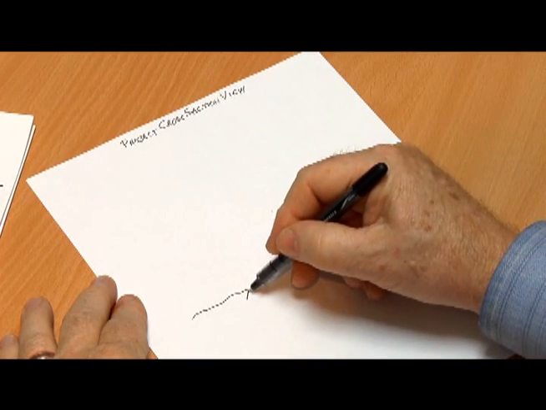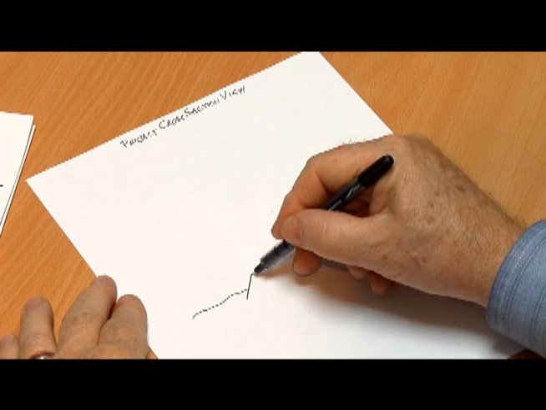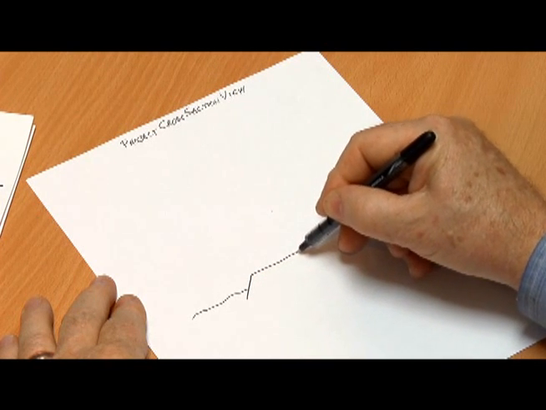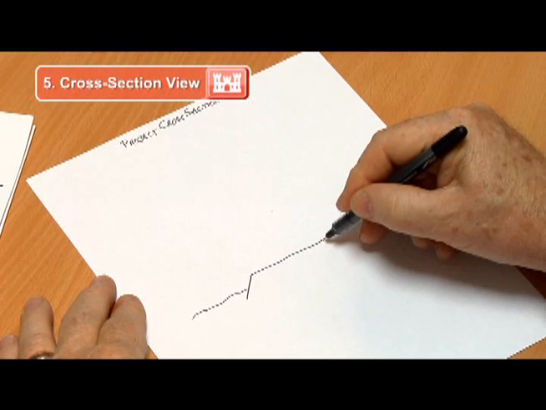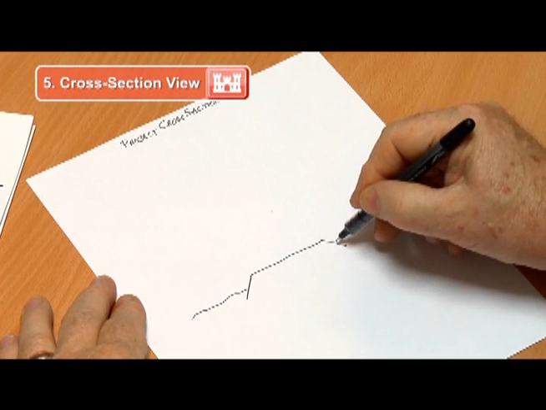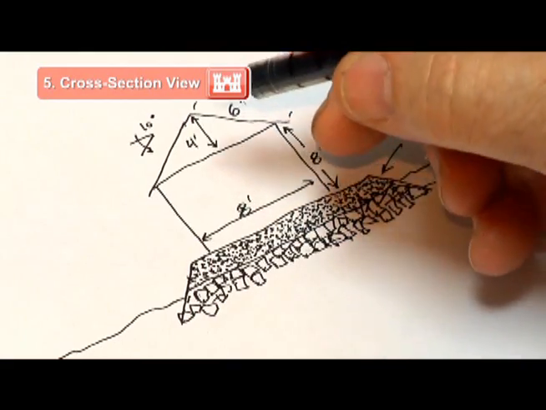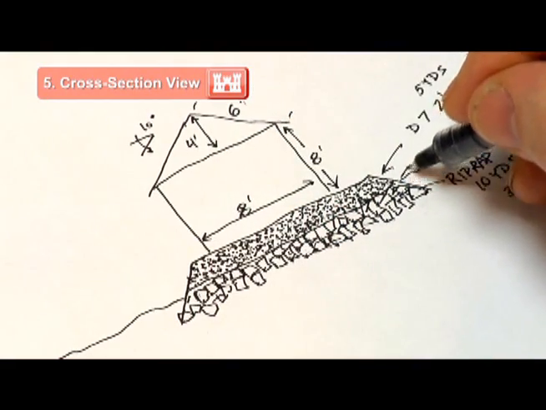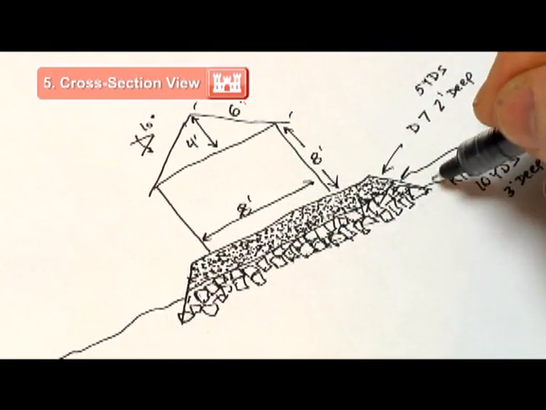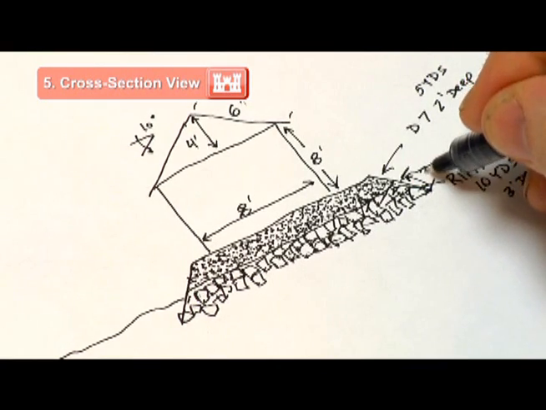The fifth and last item needed for a complete permit application is the project cross-section view. This will be a sketch of the proposed project if viewed from the side. Much like the plan view, the cross-section view should include all dimensions and quantities associated with the proposed project. For more complex projects, several cross-section views may be necessary.